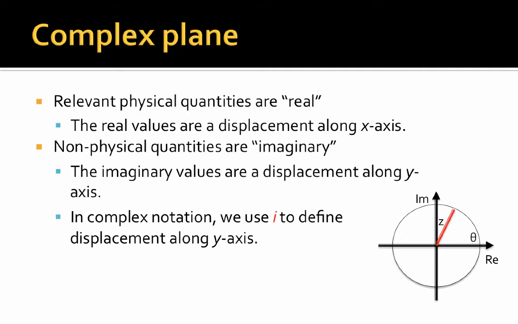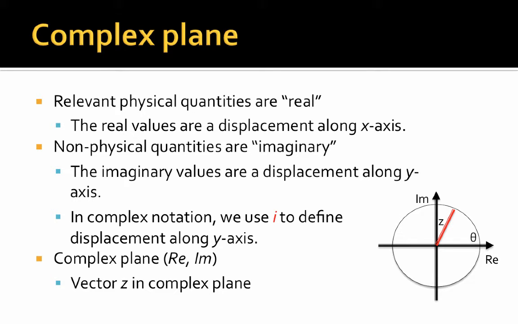So this is where our letter I, our symbol I, is used to define displacement along the y-axis. And yes, you'll know that I is in fact the square root of -1, which we'll get back to. So this is our basic complex plane with real values along the x-axis and imaginary values along the y-axis.